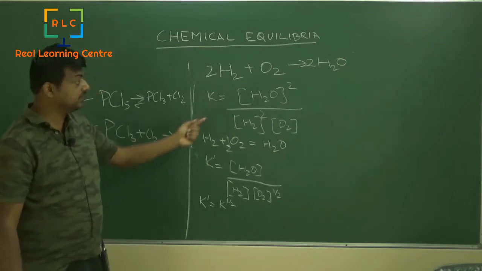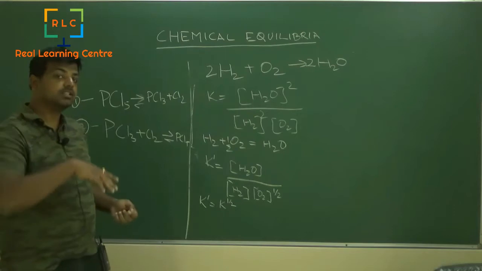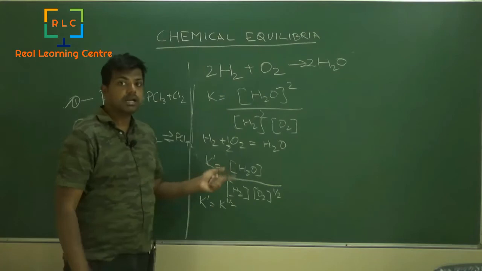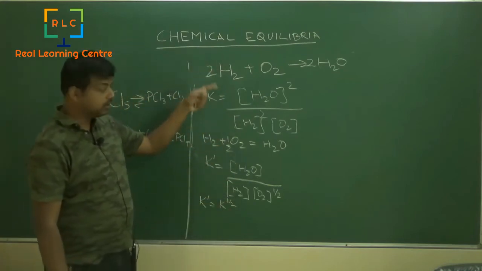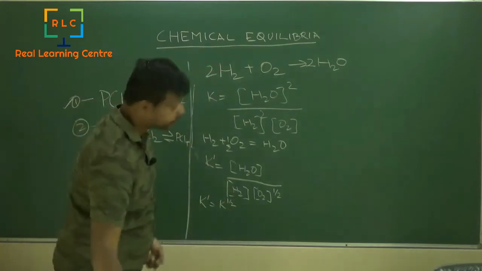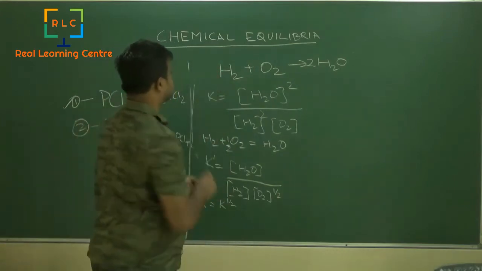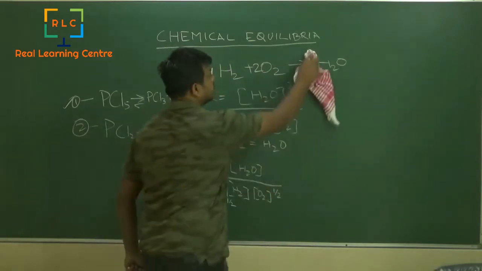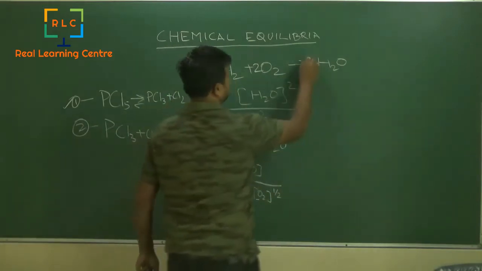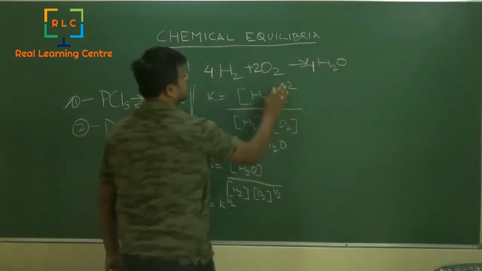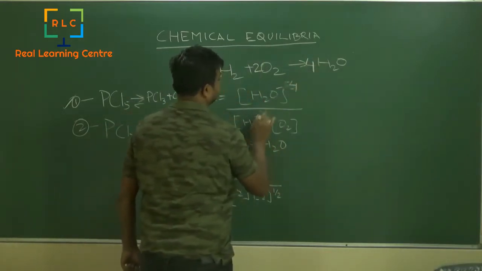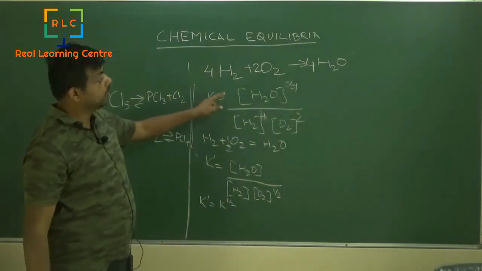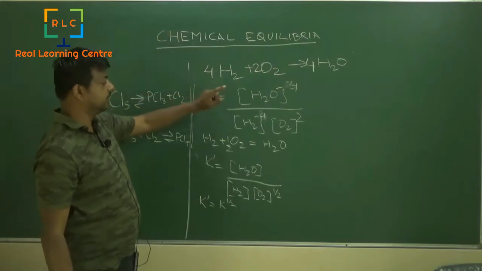Why did the equilibrium constant change to root of the initial one? Because we multiplied the equation by half. So if you multiply the equation by 2, it will become square of this value. So if I write it as 4H2 plus 2O2 gives me 4H2O, everything I have multiplied by 2, this will become 4, this will become 4 and this will become 2, right? So it has become square of the initial value that we had, right?